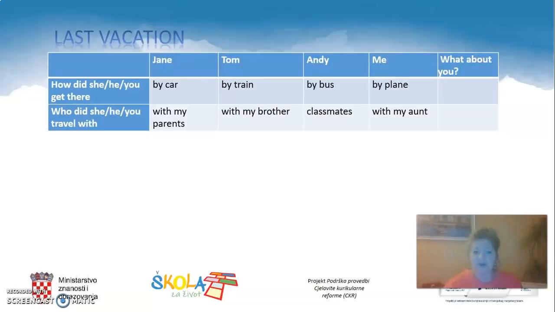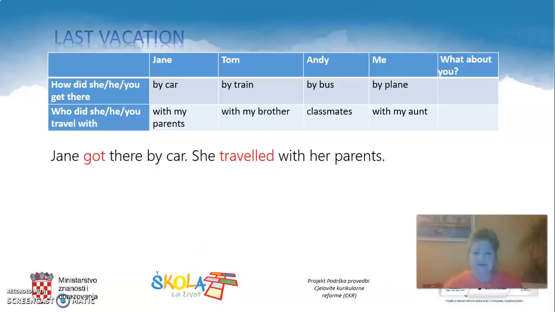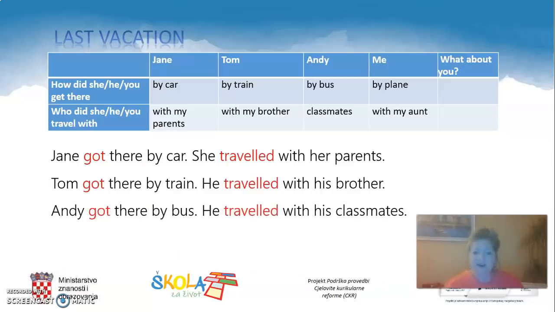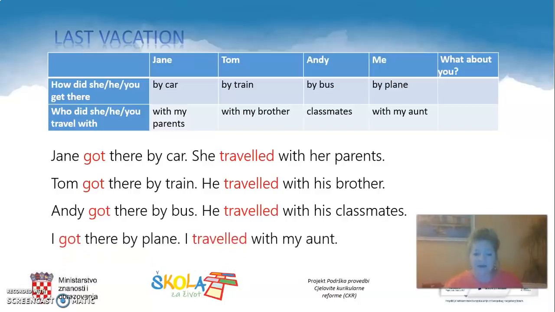How did we go and who did we travel with? So let's see about Jane. Jane got there by car. She traveled with her parents. Tom got there by train. He traveled with his brother. Andy got there by bus. He traveled with his classmates. And I got there by plane and traveled with my aunt.